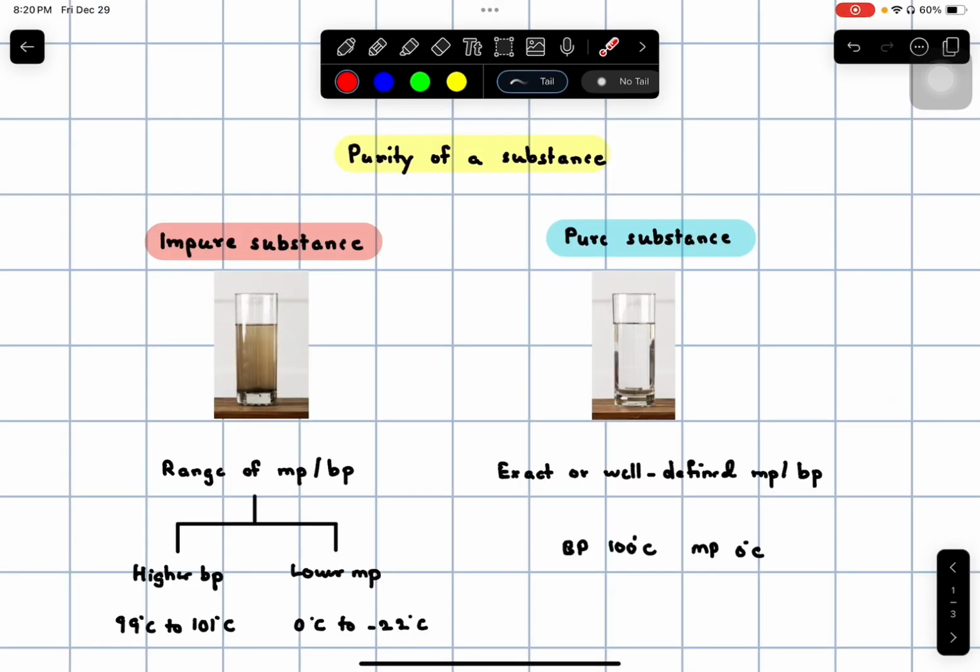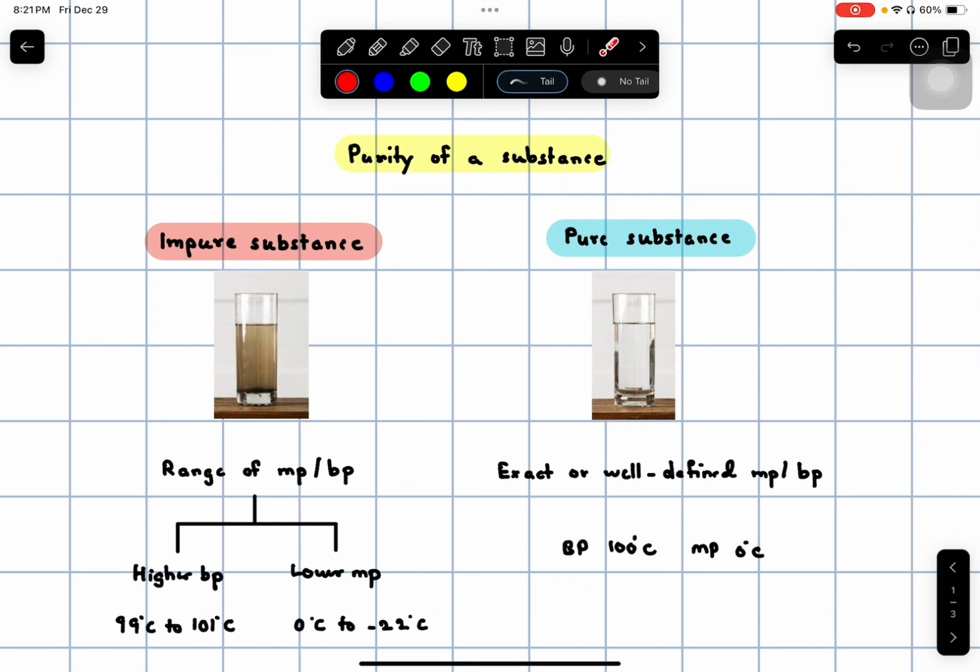Purity of a substance can be determined by looking at the melting points and boiling points. An impure substance such as dirty water here would have a range of melting points and boiling points. Specifically, impure water will have a higher boiling point than normal water and a lower melting point than normal pure water. The keyword here, if you're asked about the melting point and boiling point of an impure substance, is this word here, which is range. They will have a range of melting point and boiling point.